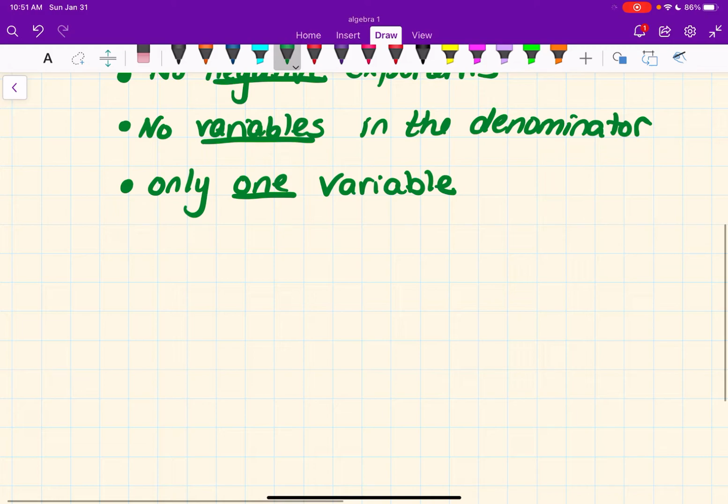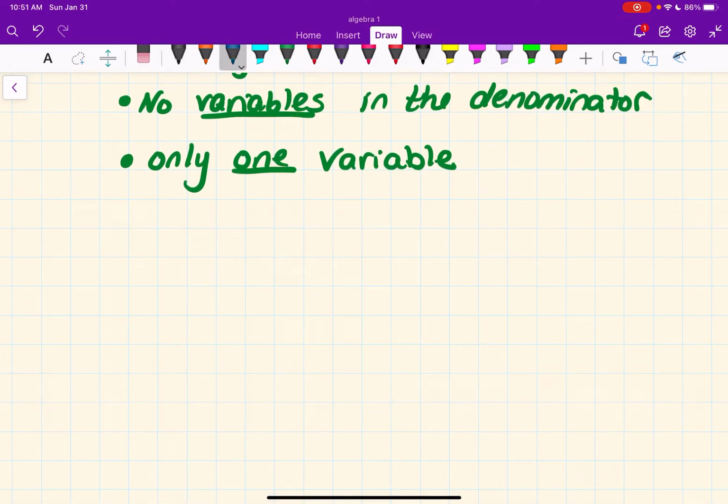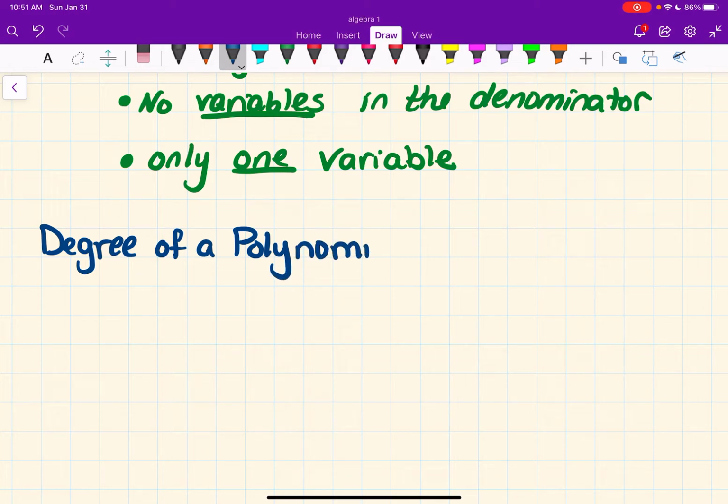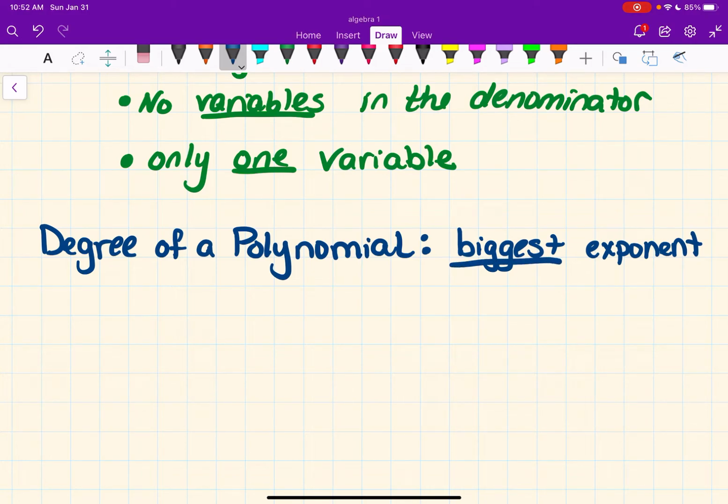We've done degree of polynomial before, but let's review it. So the degree of a polynomial in one variable, again, we're only talking about one variable, is the biggest exponent. If you remember before when we did polynomials with more than one variable, you had to add up the exponents and then you went with the biggest one. But because we're only in one variable, there's going to be one exponent and it's the biggest one. The leading coefficient is the coefficient of the term with the highest degree. So let's go through some examples.